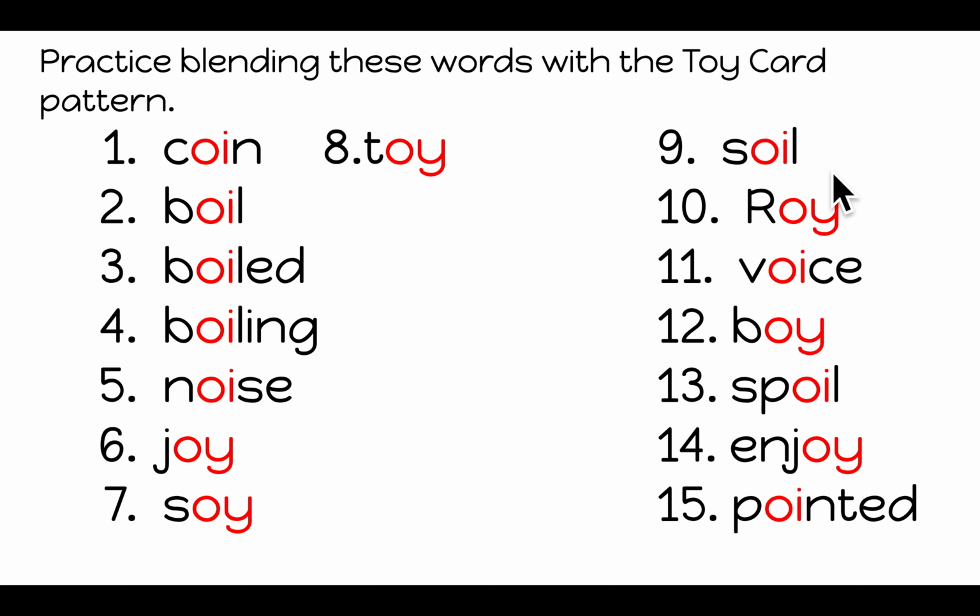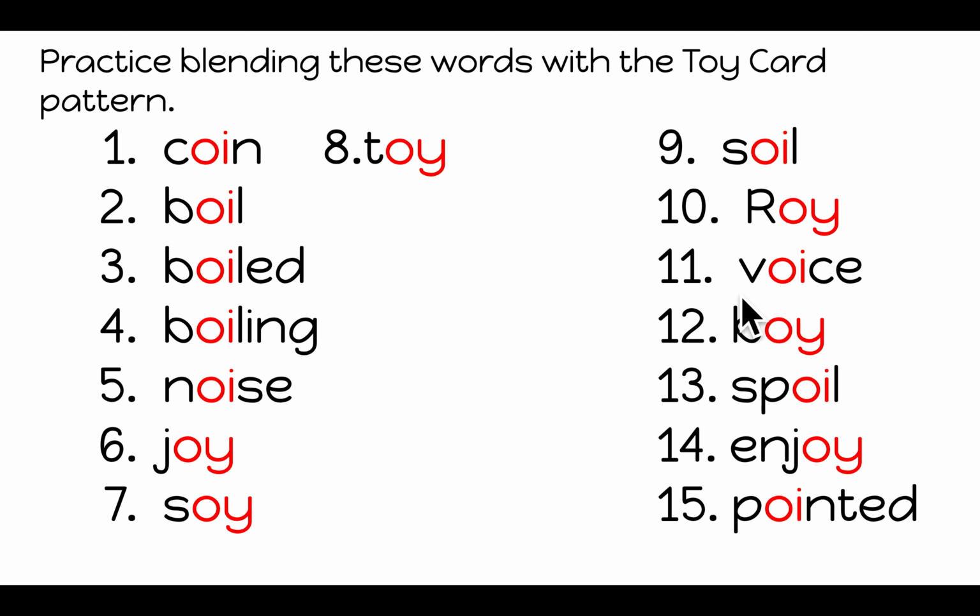Soil. Okay, I put the seed in the soil, and then the plant sprouts or grows from it. Okay, next. Roy. His name is Roy. So we know that Roy, well, you may or may not know, but Roy is a boy or a man's name. Okay, and that's why it has a capital R. It's the name of a noun. This is a proper noun, a special name.